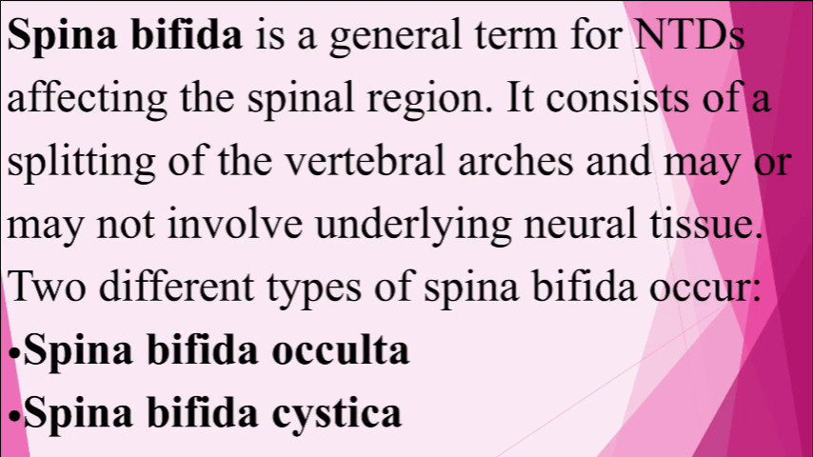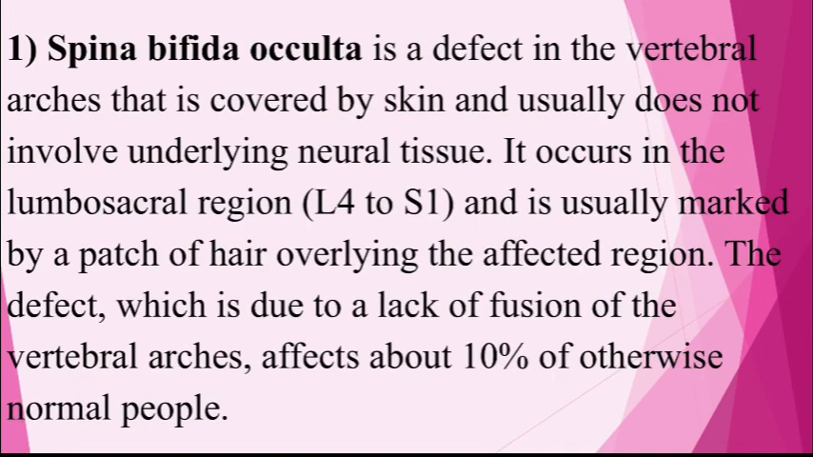Spina bifida occulta is a defect in the vertebral arches that is covered by skin and usually does not involve underlying neural tissue. It occurs in the lumbosacral region, that's the L4 to S1 region, between the fourth lumbar vertebra and the first sacral segment, and is usually marked by a patch of hair overlying the affected region. The defect is due to lack of fusion of the vertebral arches, and it affects about 10% of people that you think are normal. They might not even know it.